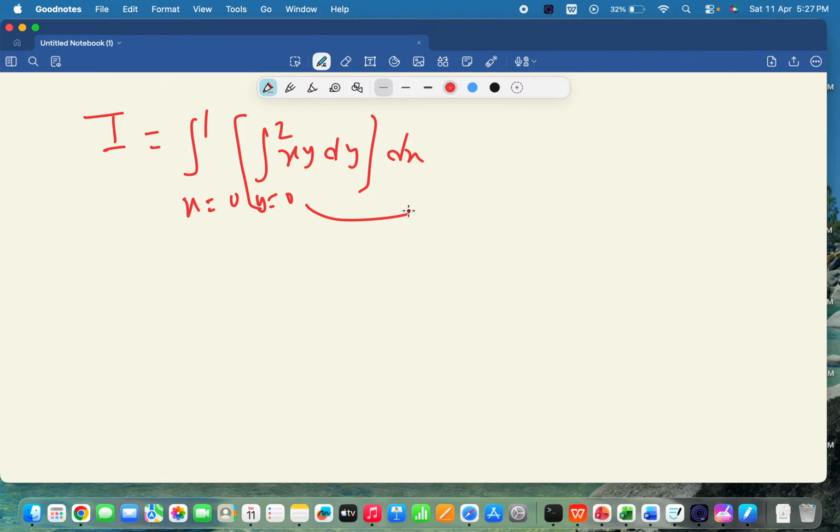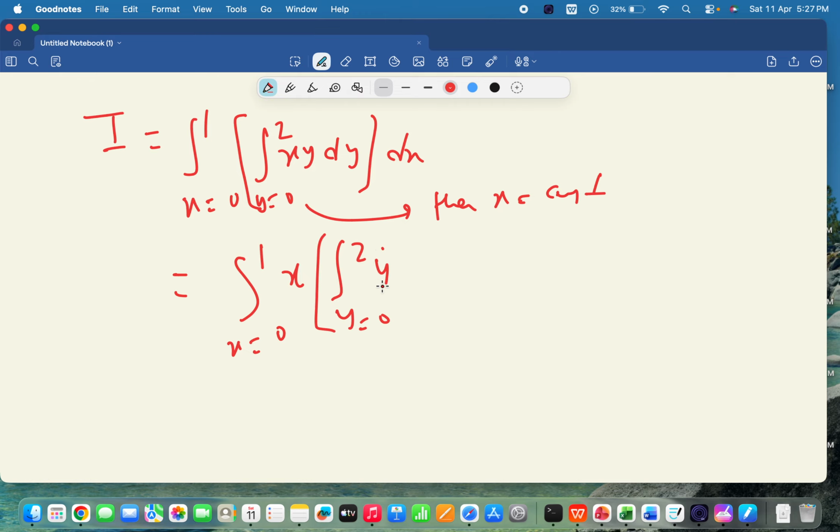When we are solving this y limit, then x is constant. Okay, so if x is constant, all of you know that the integration of y is y square by 2. So x is constant, so we can take it outside, and then we will solve y from 0 to 2, y dy, and then dx.